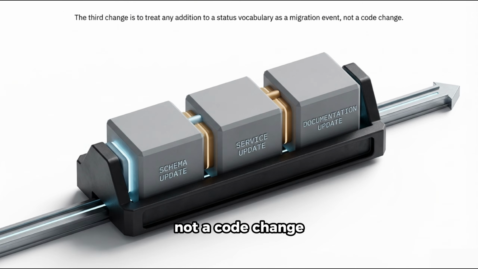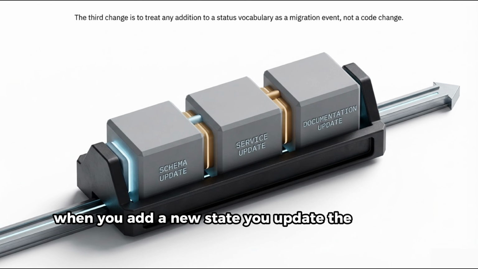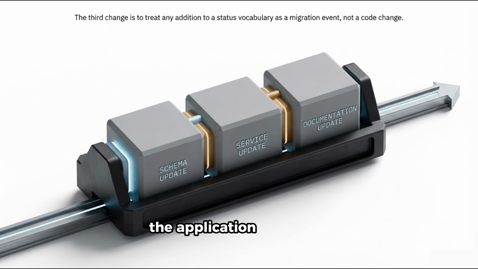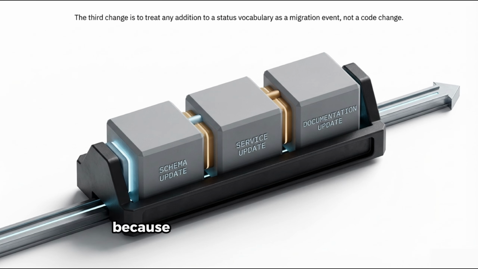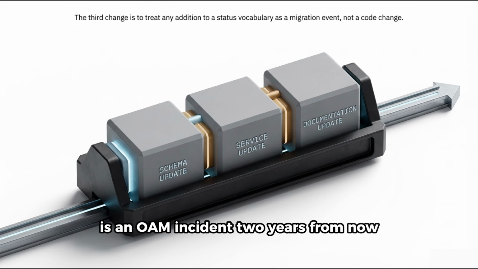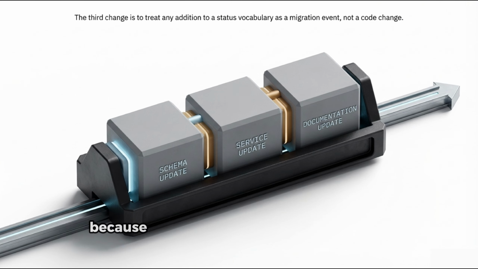The third change is to treat any addition to a status vocabulary as a migration event, not a code change. When you add a new state, you update the database schema, the application constants, every service that reads the column, and the documentation, at the same time, in the same release. Not because you have to, because the cost of a partial update is an incident 2 years from now that nobody can diagnose, because the person who made the change is no longer at the company.